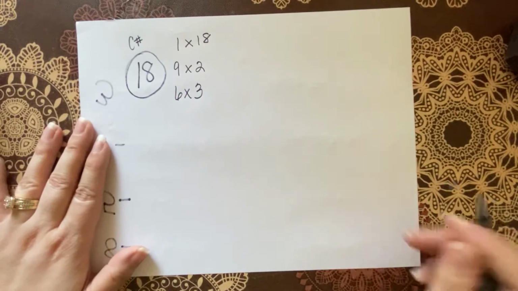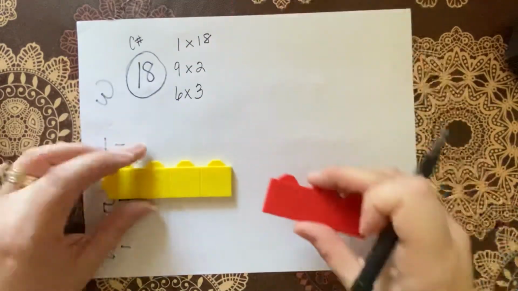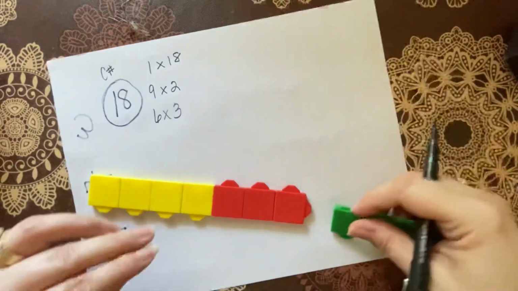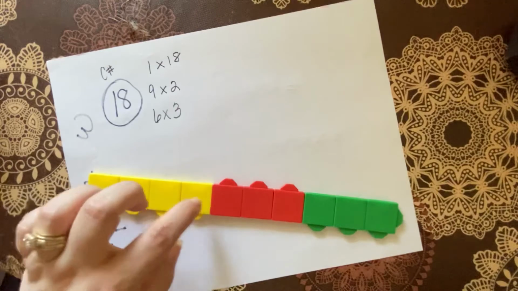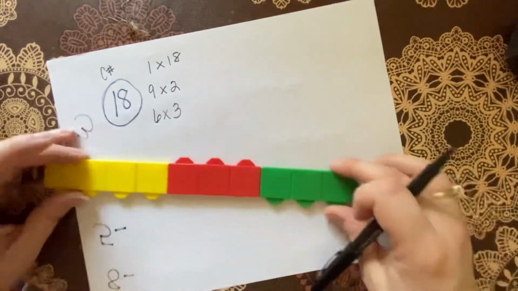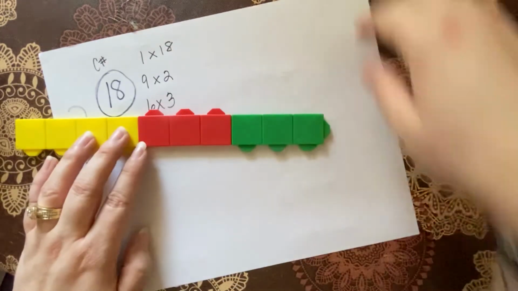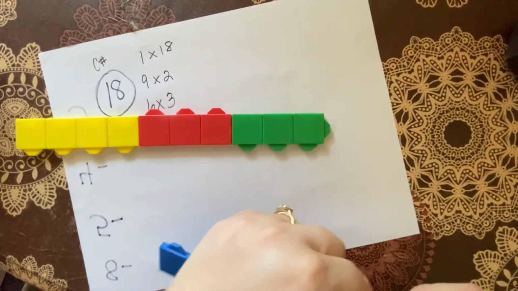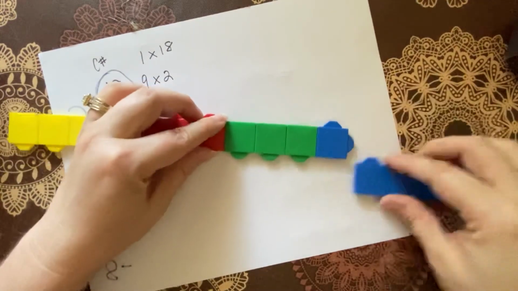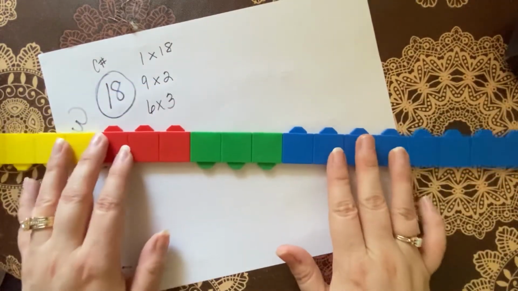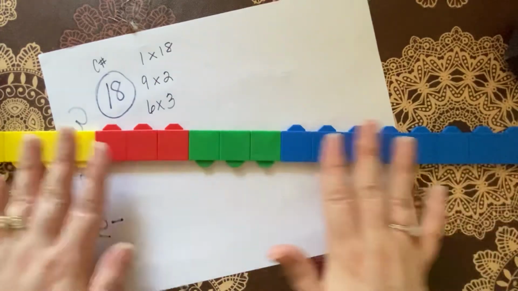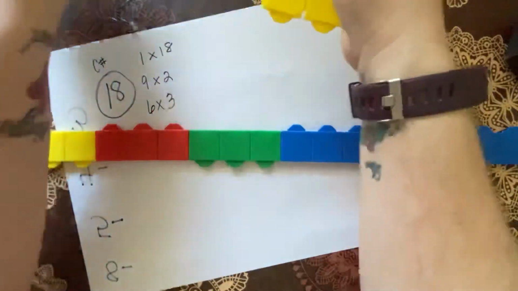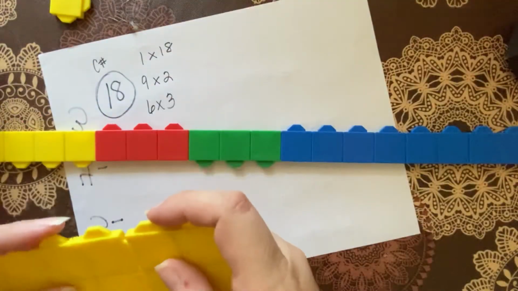Now, if I want to, I can take manipulatives and I can start making trains. And I can see this will be a really long train because that's already 10. 11, 12, 13, 14, 15, 16, 17, 18. So this is a really, really long train. Can't even get it all on the video. So this is 1 times 18. Then I could build my 9 times 2.